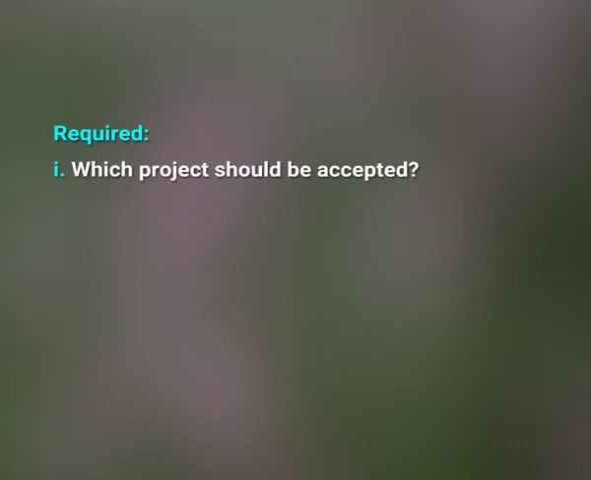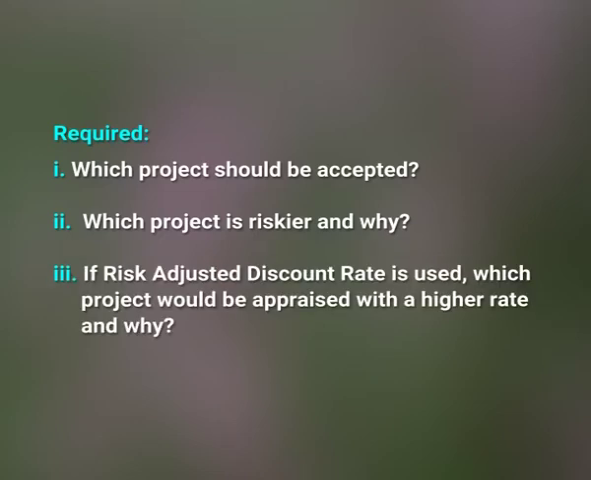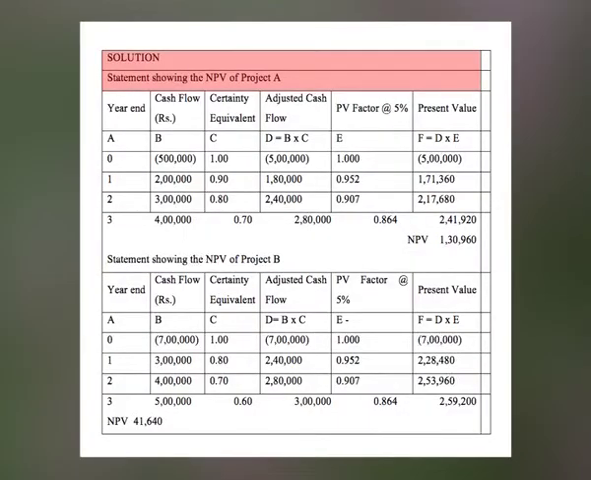Now, what are we required to compute? We are required to calculate which project should be accepted. Second, which project is riskier and why. And the third one, if the risk adjusted discount rate is used, which project would be appraised with a higher rate and why. Now we can see the solution here, the statement showing the NPV of project A.